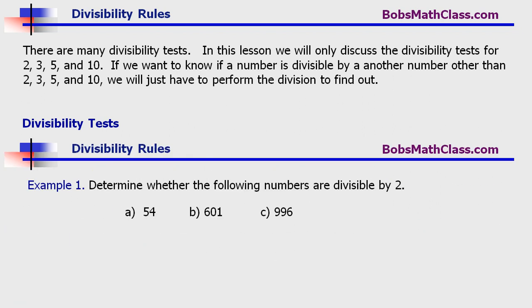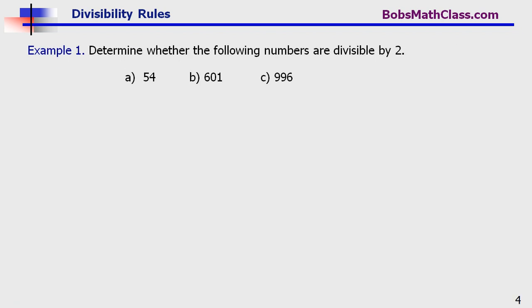Okay, let's move on. First example. Determine whether the following numbers are divisible by 2. So we don't have to actually divide. We simply look at the last digit. If it's an even number, then it is divisible by 2. If it's an odd number, then it is not divisible by 2.